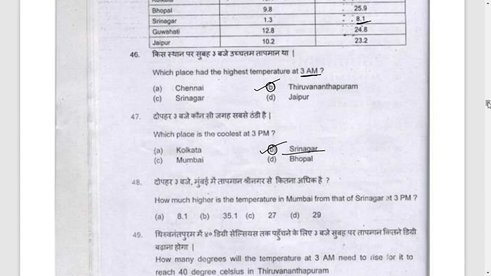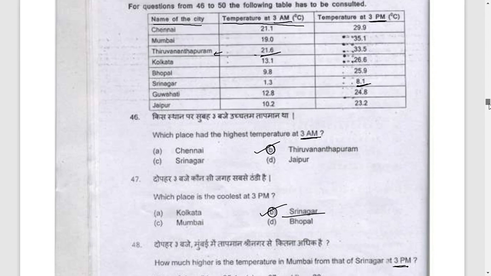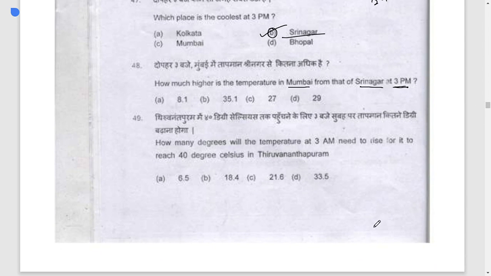Again, see the next question. How much higher is the temperature in Mumbai from that of Srinagar at 3 p.m.? So at 3 p.m. means you have to see the third column again, of Mumbai and Srinagar. Mumbai value is 35.1. Srinagar value is 8.1. So you have to subtract it. We will get 27. So answer 27 is correct.